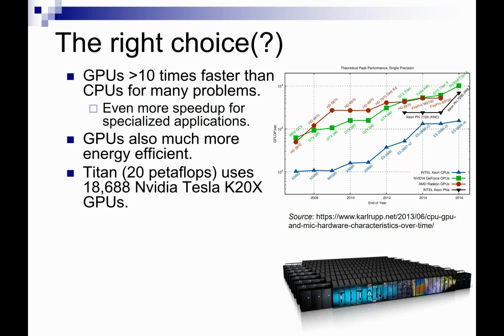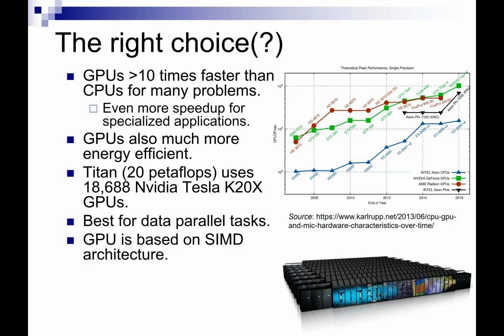Because of this, there are many supercomputers that use many GPUs. This Titan supercomputer over here has a lot of CPUs, but it also has about 20,000 GPU cards, and these GPUs actually provide most of the computational power of this supercomputer. But again, these GPUs are limited in the types of tasks they're optimized for. The GPUs work best for what are called data parallel tasks, which I'll show you.